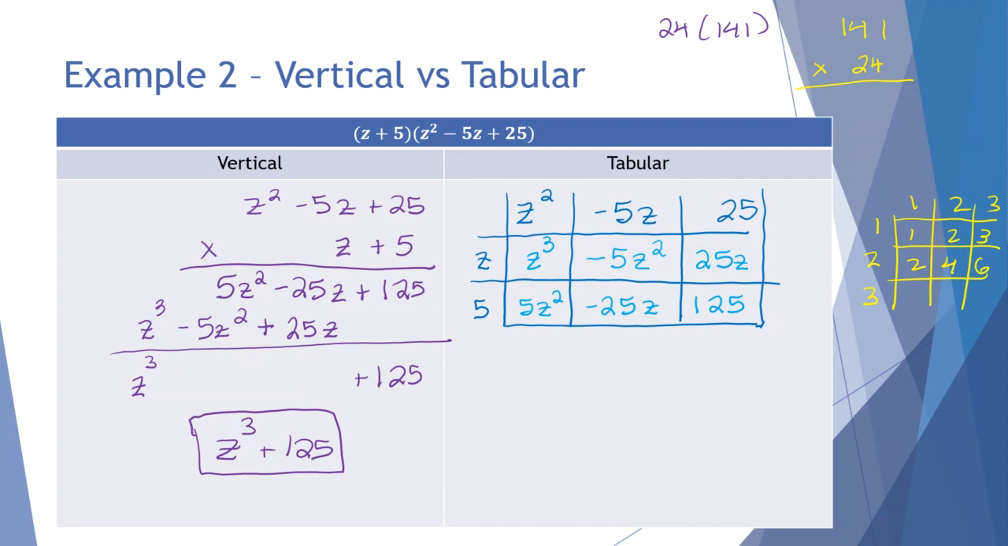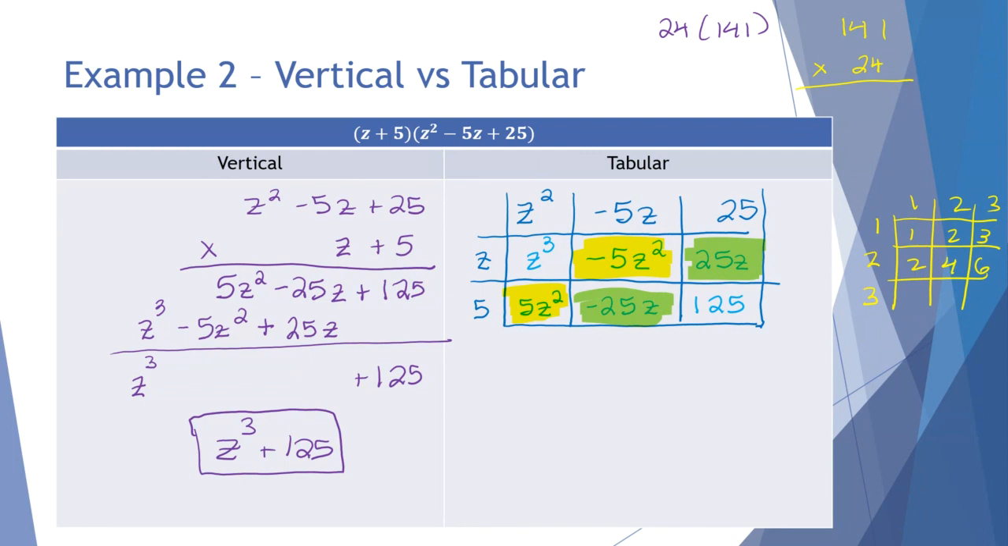So if you're looking at this method, you may notice that our diagonals are like terms. This doesn't always happen, but when it happens, it's pretty nice. If the diagonals are like terms, you can usually add those mentally.